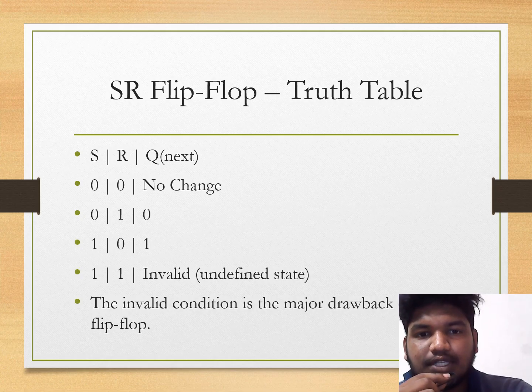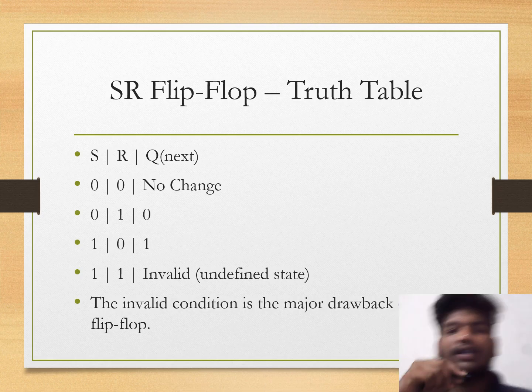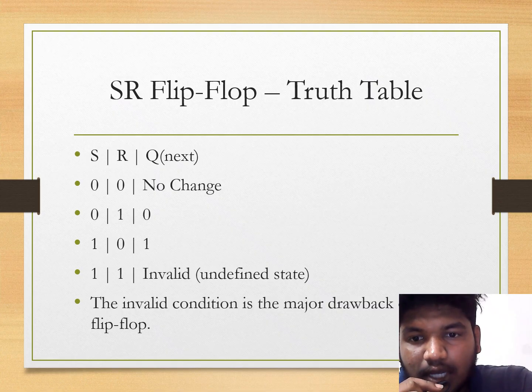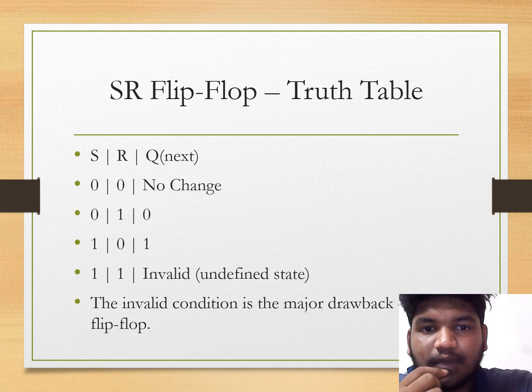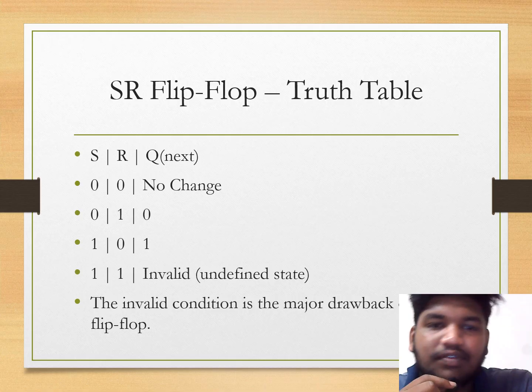When we give 0 and 0, it gives the present state, meaning no change in the output. When we give 0 and 1 as the input of the SR flip-flop, we get 0 as the output. When we give 1 and 0 as the inputs of the SR flip-flop, we get 1 as output. When we give 1 and 1, it is an invalid and undefined state.